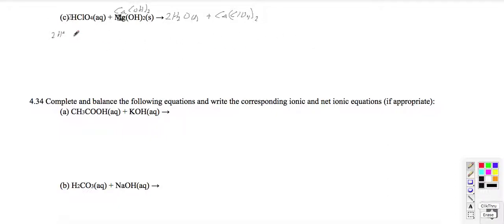We split everything up. 2 hydrogen, 2 perchlorate, plus calcium, plus 2 hydroxides. Makes 2 waters. Those are liquid, plus calcium, plus 2 ClO4, which is minus. And so we can start canceling things out now. We can cancel out the perchlorate. We can cancel out the calcium. We're left with hydrogen, hydroxide, water.